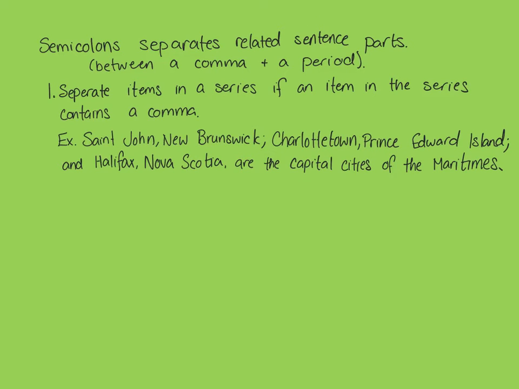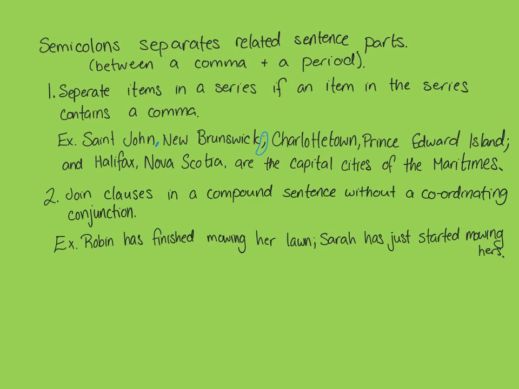The first case is when you're separating items in a series or a list if an item in the series contains a comma. I know that might sound a little bit confusing, but here's the example. St. John, New Brunswick; Charlottetown, Prince Edward Island; and Halifax, Nova Scotia are the capital cities of the Maritimes. So we already learned that we need to separate our cities and our provinces with a comma, but it would be very confusing for us to go St. John, comma, New Brunswick, comma, because that's the end of that item in the list, right? So this creates a more definite break by using a semicolon instead of a comma to separate list items.